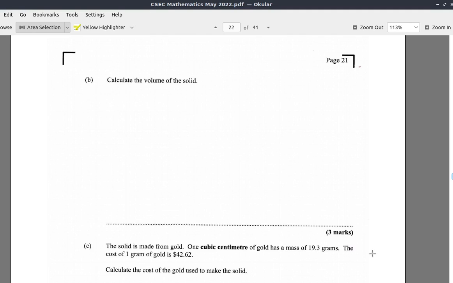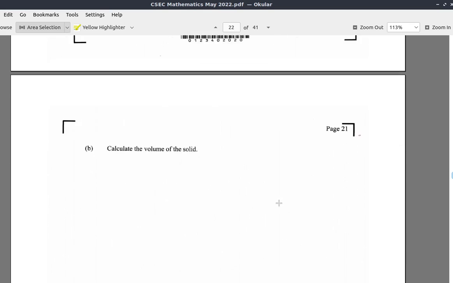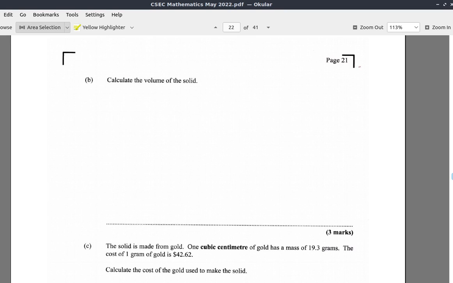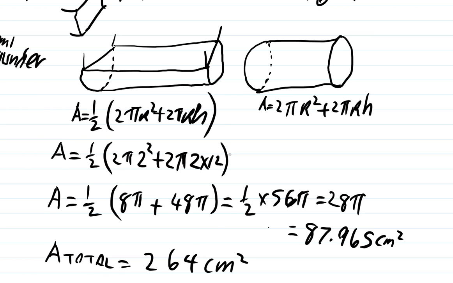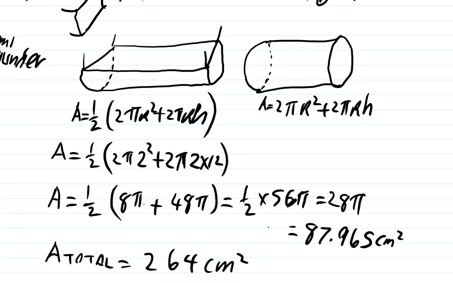We're continuing this question, question 6 on the May 2022 CSEC Mathematics past paper. We just calculated the surface area. Now we're asked to calculate the volume of the solid as part B. We're going to calculate the volume of the solid.